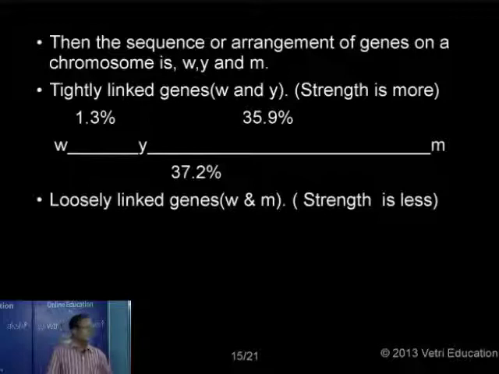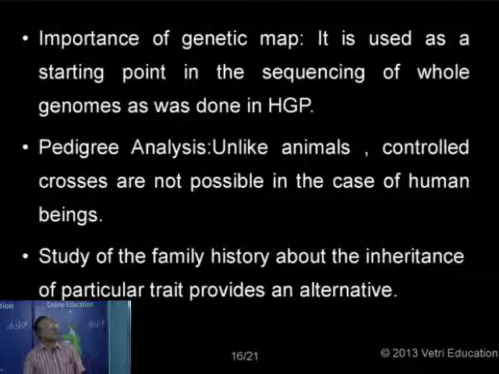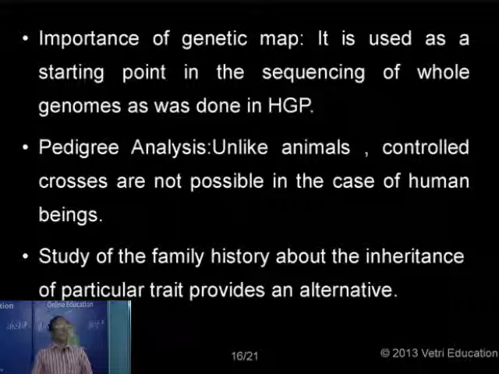So what is the importance of the genetic map? Nowadays it is being used for sequencing the whole genome. It is a first step for sequencing the whole genome, as normally done in the case of the human genome project. So this is what we have regarding crossing over. The crossing over value, percent recombination, or recombination frequency are all used for chromosomal mapping, localizing the genes on the chromosome. That is why we use this in genome sequencing.